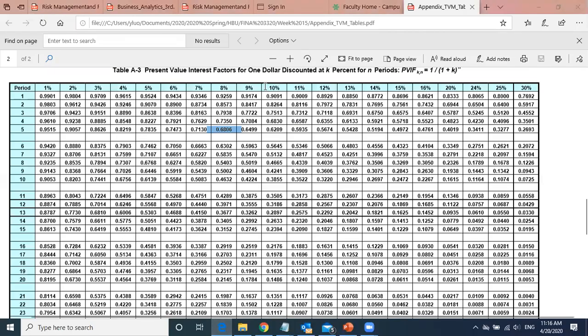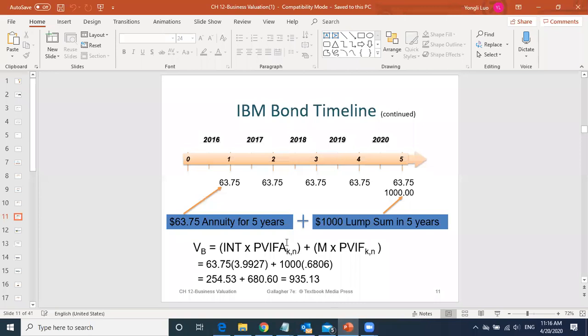Okay, so this table A3, and you got the factor. And for the first part, this is the present value of an ordinary annuity, because the $63.75 occurs multiple times at equal time intervals. That's a present value of an ordinary annuity. So you look at the factor table.